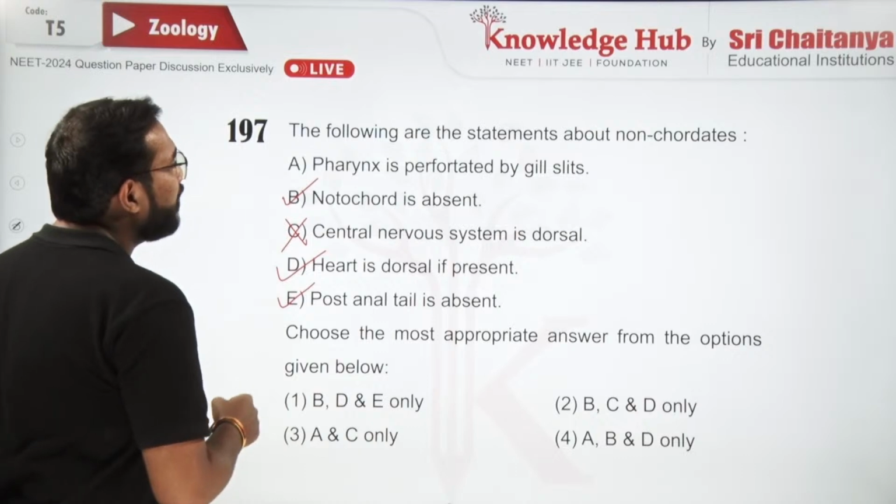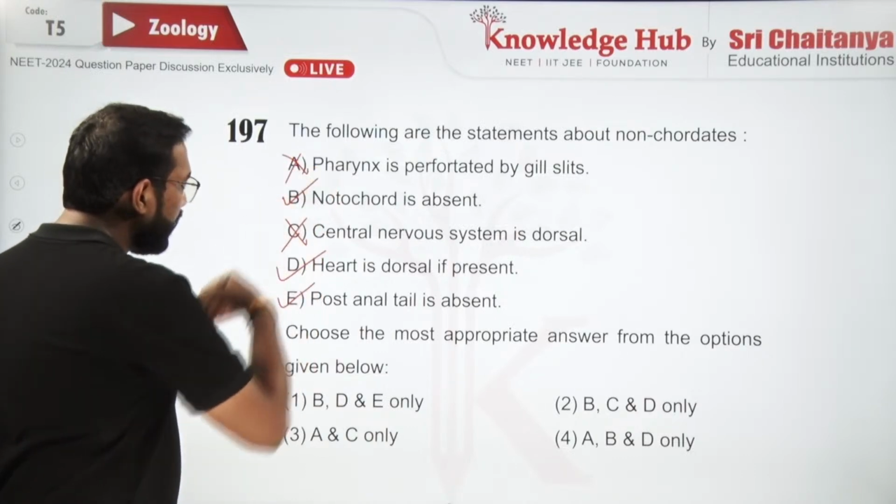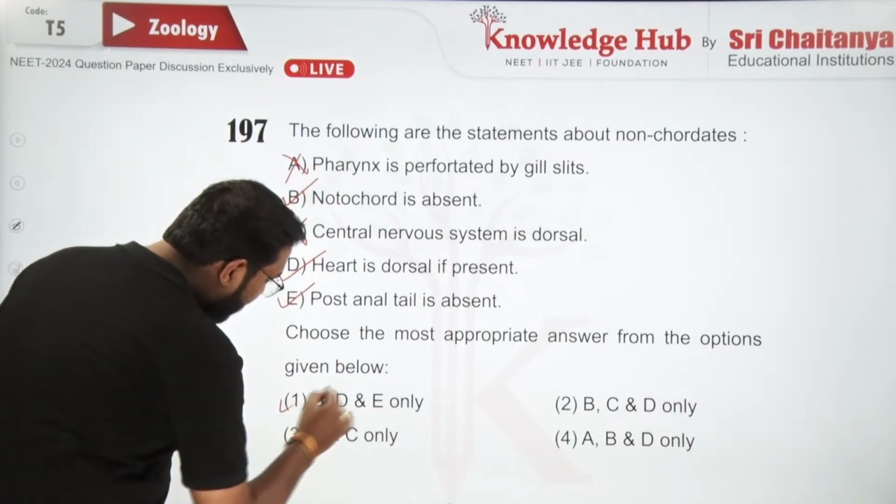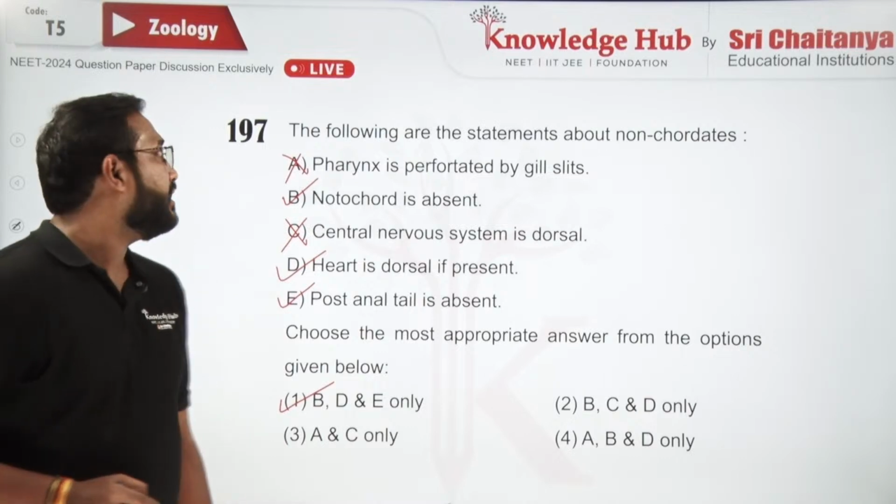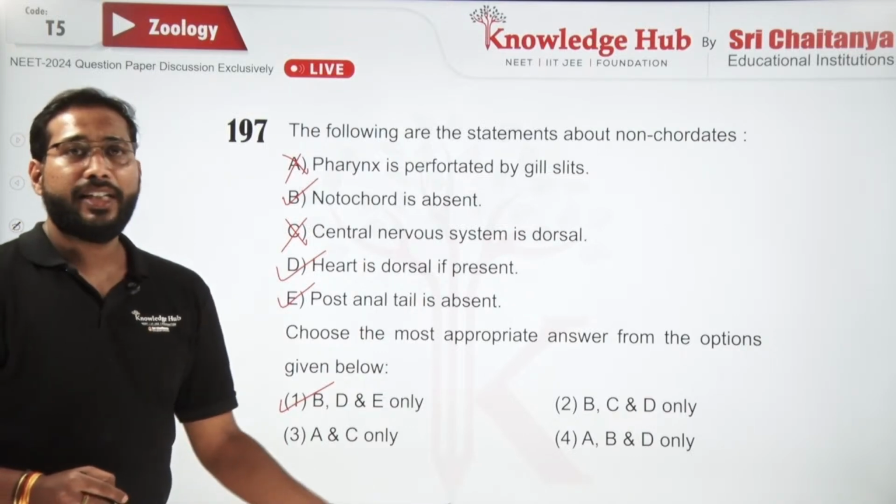And pharynx is perforated by gill slits? No. That is not true. So from here we get B, D and E only. That is the first option. Moving on to the next question.